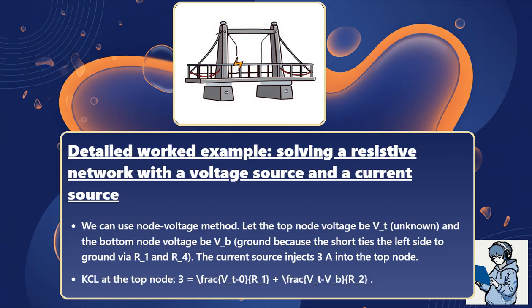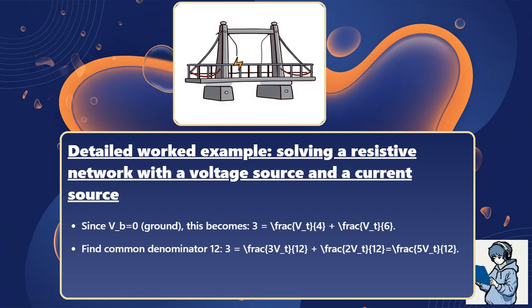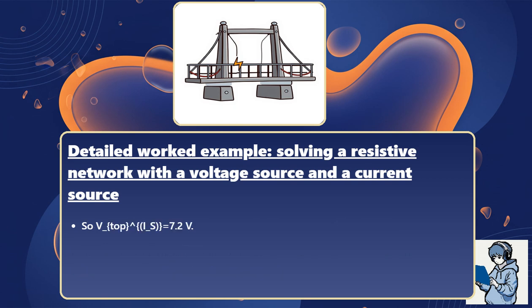KCL at the top node. 3 equals VT divided by R1 plus VT divided by R2. Since VB equals 0 ground, this becomes 3 equals VT divided by 4 plus VT divided by 6. Find common denominator 12. 3 equals 3 VT over 12 plus 2 VT over 12 equals 5 VT over 12. Thus VT equals 3 times 12 divided by 5 equals 7.2 volts. So V top superscript IS equals 7.2 volts.